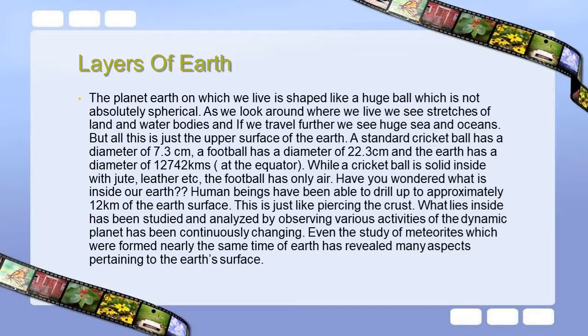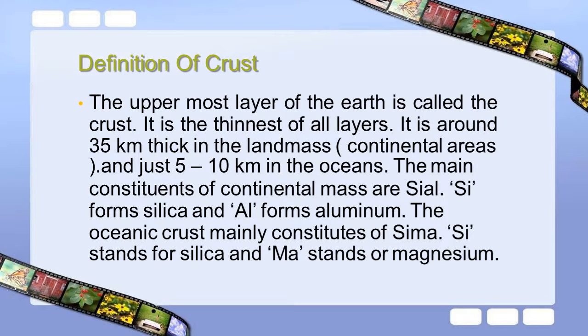If we look at the interior of the earth, we all know that the earth is like an onion and it is made up of several concentric layers, with one inside another. The uppermost layer of the earth's surface is called the crust, and it is the thinnest of all. It is about 35 kilometers on the continental masses and only 5 kilometers on the ocean floor.